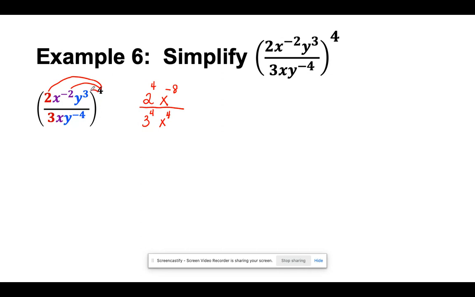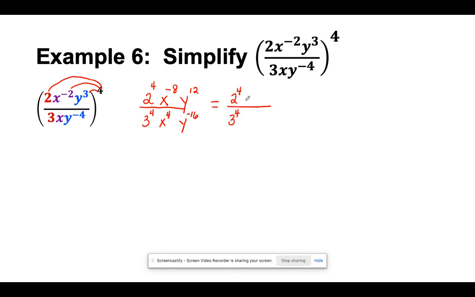And then I have to distribute it to my y's. So y to the 3rd to the 4th power means I'm going to multiply 3 times 4. And I'm going to multiply on the bottom negative 4 times 4, which is negative 16. Now I have to go about making these negative exponents happy. So if it's positive, we don't move it. I've got a positive 4 exponent, so I don't move it. I've got a positive 4 exponent down here, so I don't move it.